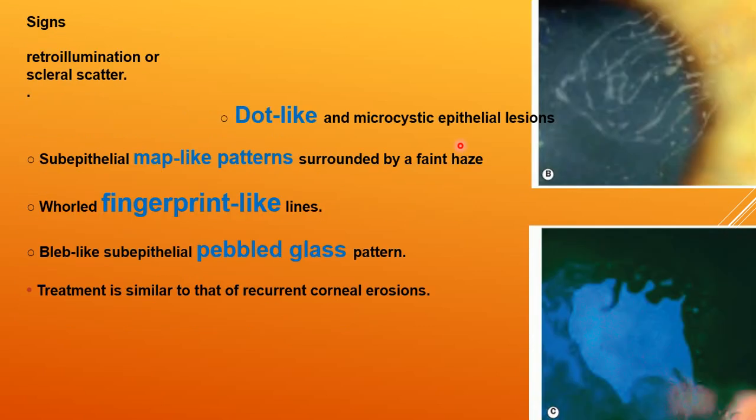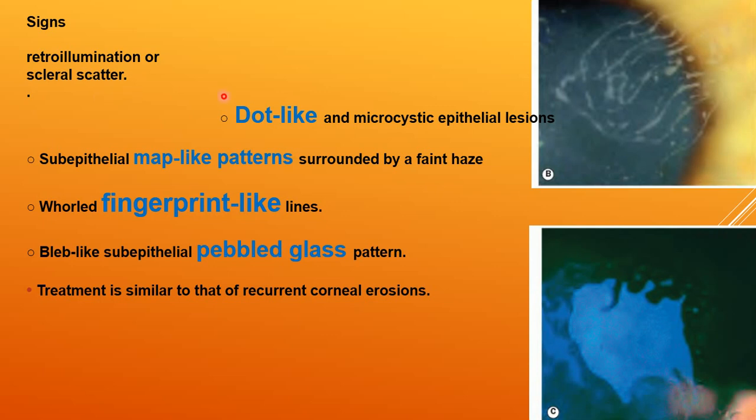The signs: the lesions are often best visualized by retroillumination or sclerotic scatter. Over time, pattern and distribution varies. They may be absent or subtle in a fellow eye. Similar features can be seen with recurrent erosions from any cause, so it can be misdiagnosed.